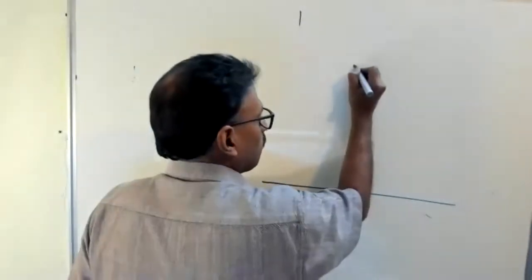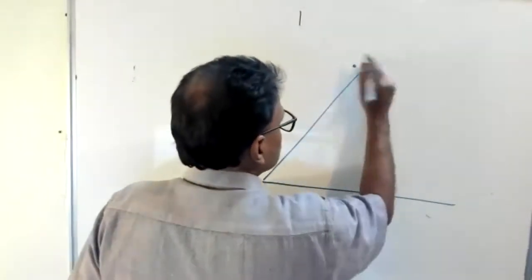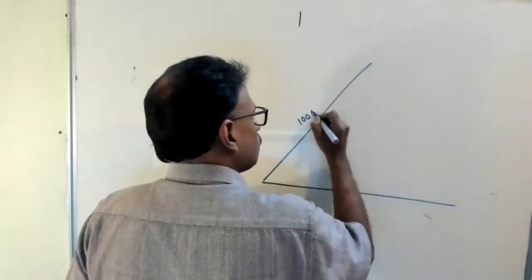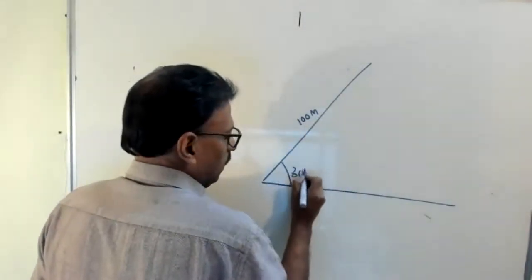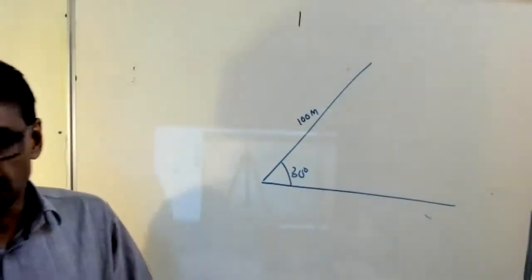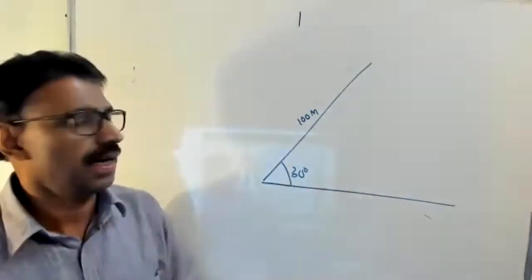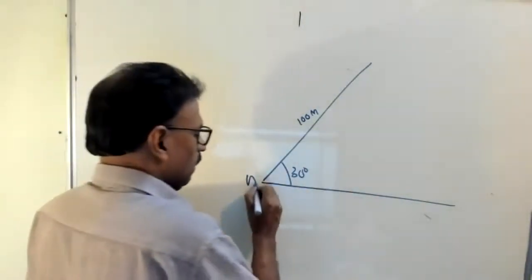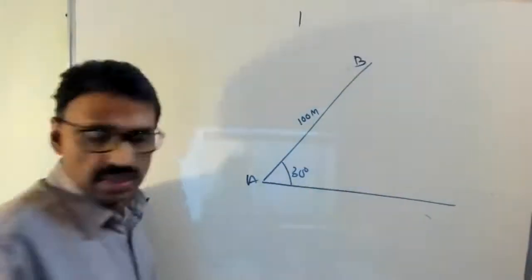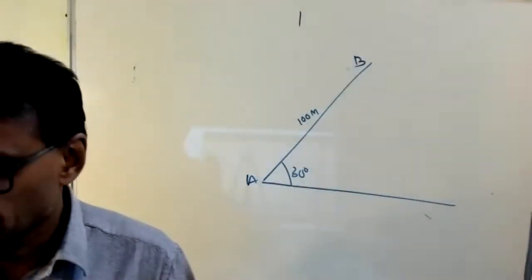Listen here. A boy observed the angle of elevation of a bird flying at a distance of 100 meters. Look, this is the ground, and the bird is here. This distance is 100 meters away, and this angle is 30 degree. From his point to the bird is 100 meters. Okay, A, B here. After that, what happened?